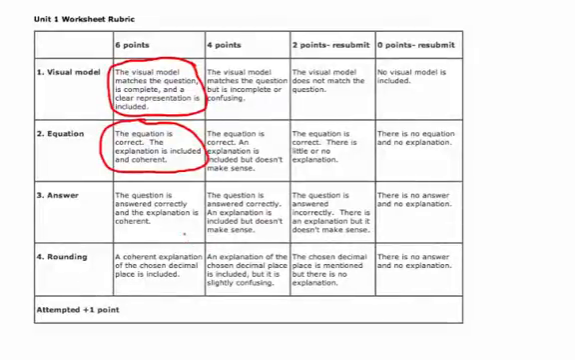It says the question is answered correctly and the explanation is coherent. Coherent means it makes sense. The question is answered completely, an explanation is included but doesn't make sense. That's a 4 points. Well, I think my explanation makes sense, so I'm going to circle this one again. So this worksheet looks like I'm doing really well. At least I think I am.